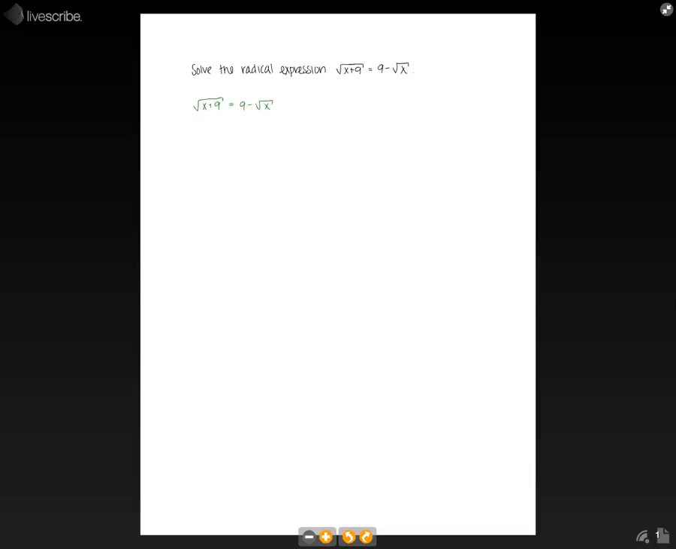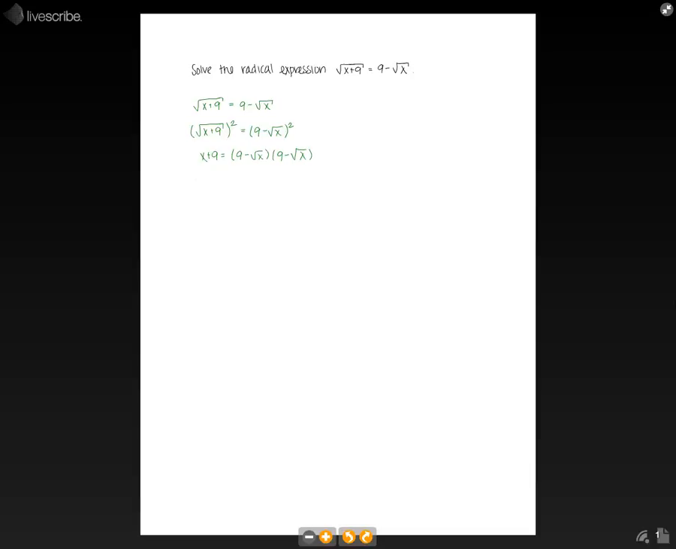In order to get rid of the radical on the left side, the first thing we're going to do is square both sides. So we're going to have the square root of x plus 9, squared, equals 9 minus the square root of x, squared. The thing you have to be careful about is you have to square the entire right side all together. You can't just square 9 and then square the square root of x. So on the left side we end up with just x plus 9. On the right side we end up with 9 minus the square root of x times 9 minus the square root of x.